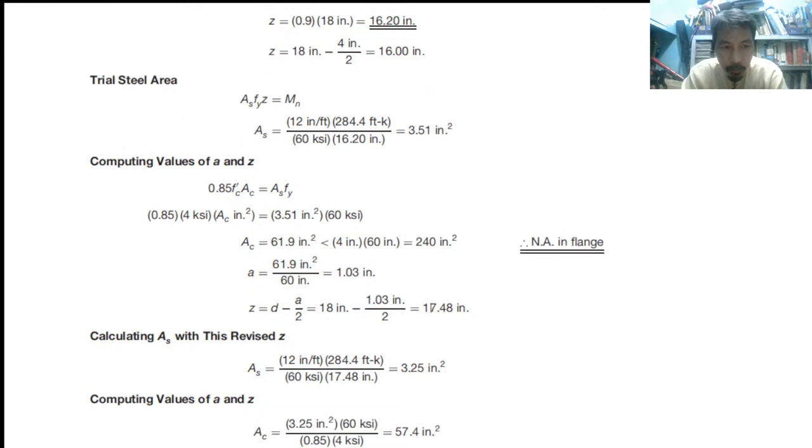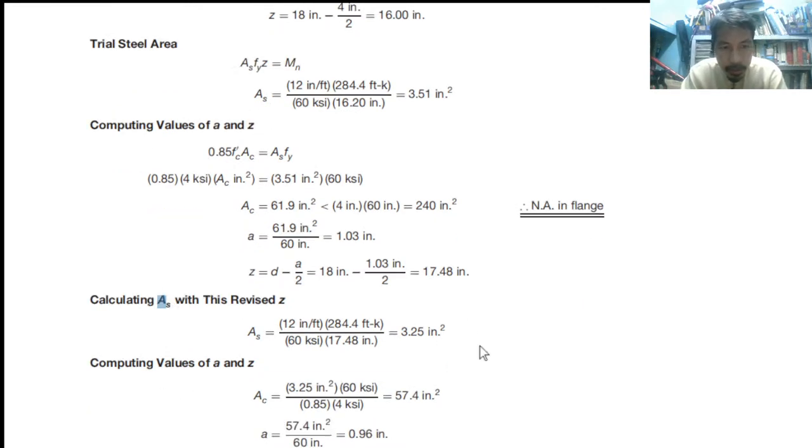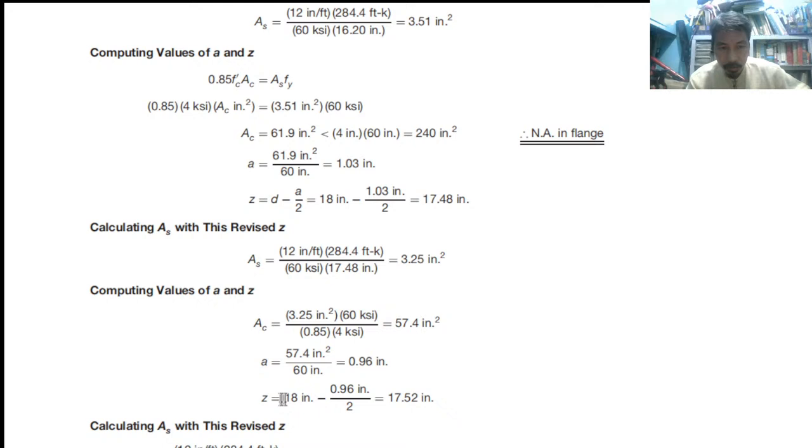So, therefore, we have to recompute. Calculate AS with this revised value of Z. Because we use it here to find the AS, we just have to replace the 16.2 by 17.48. So, the actual area is 3.25. And because of that, compute again. The same process. And we found out again that the value of Z, after finding out the value of a, is equal to 17.52. 17.52, we assumed 17.48.